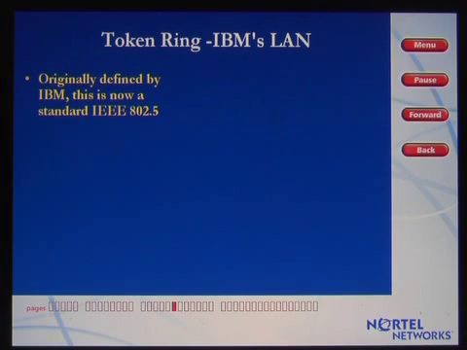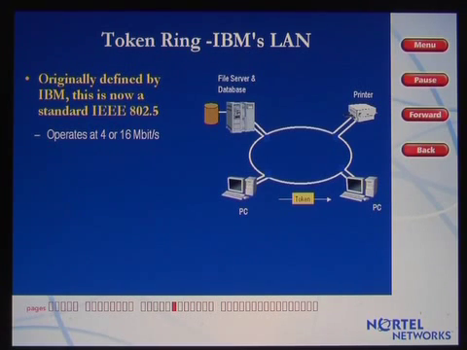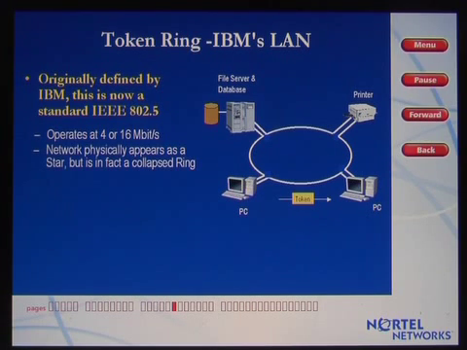Originally proposed by IBM in the mid-1980s, Token Ring has now been adopted by the Institute of Electrical and Electronic Engineers as IEEE 802.5 standard. Token Ring has two speeds, 4 and 16 megabits per second. Physically, the network looks like a star network, with passive and active units used to provide interconnection. Logically, the operation is more like a ring configuration.